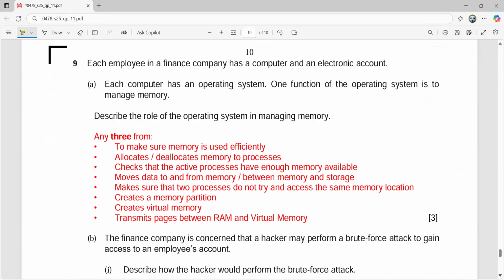It checks that the active processes have enough memory available. If definitely not enough, then do something with it, maybe move to the virtual memory. It moves data to and from the memory or between memory and storage. It makes sure that two processes do not try and access the same memory location. Very important. It creates a memory partition, creates virtual memory, transmits pages between RAM and virtual memory. The way we talked about what is happening, the same is memory management.